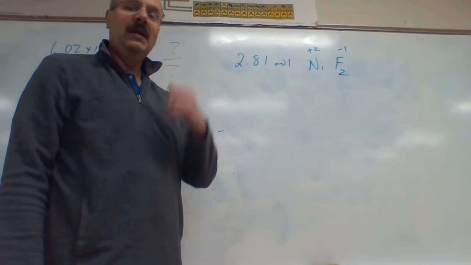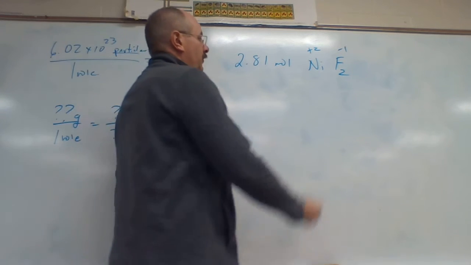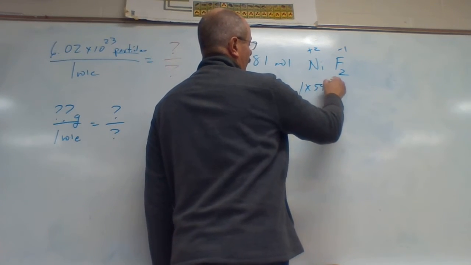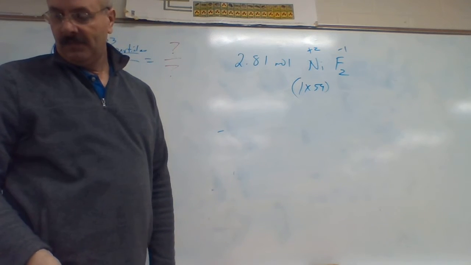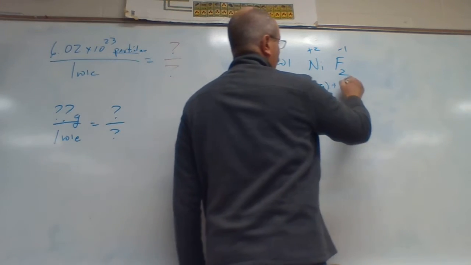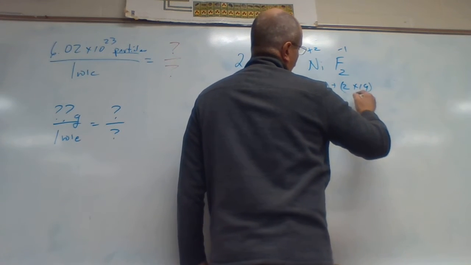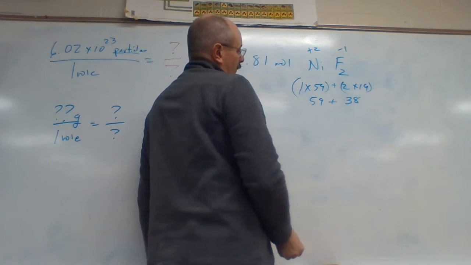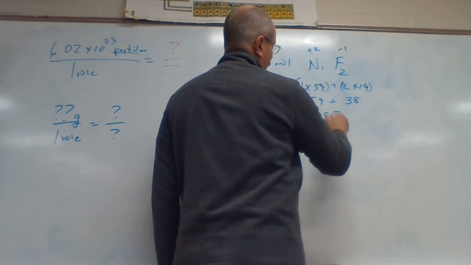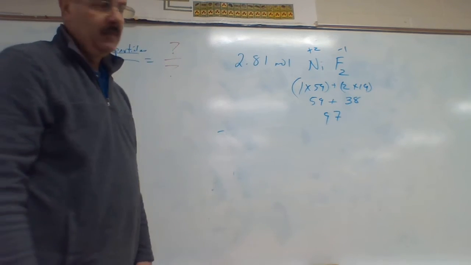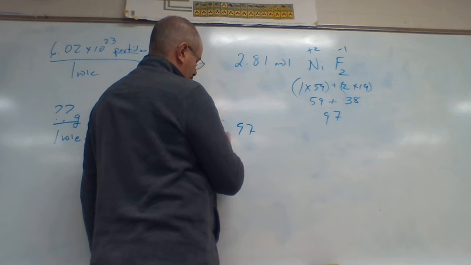Now that I know the formula, I can do the molar mass. So we're going to go 1 times the mass of nickel, which I think was 59, plus there are 2 fluorines times his mass, which is 19. So we add this together, and that's 97, right? Yep. So now I put that in my equation.